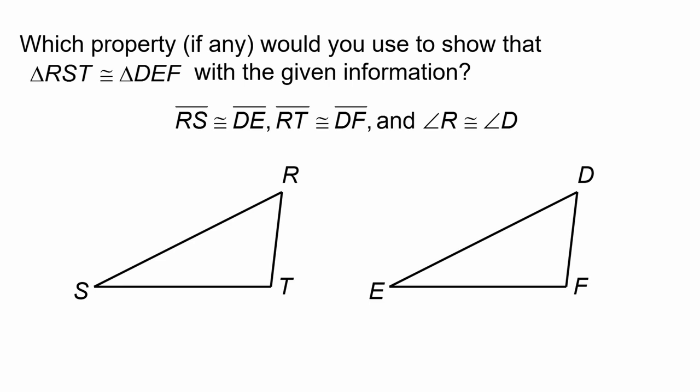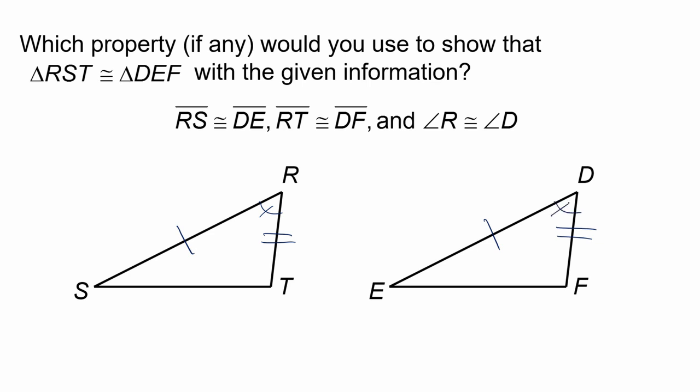Let's label the figure with the given information. We're told that segment RS is congruent to segment DE. We're told that segment RT is congruent to segment DF. And we have the fact that angle R is congruent to angle D.